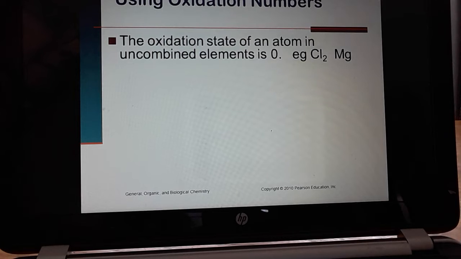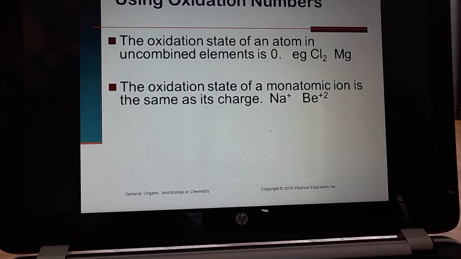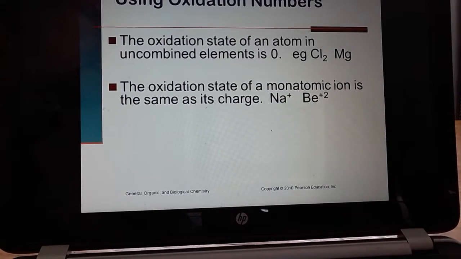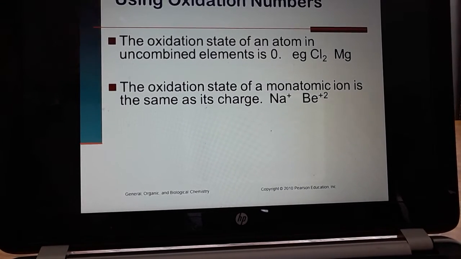So, oxidation numbers. The oxidation state of an atom in uncombined elements is 0. So, an uncharged molecule or an atom on its own will have an oxidation state of 0. The oxidation state of a monoatomic ion is the charge on that ion. So, for example, sodium's in group 1. When it becomes an ion, it has a charge of +1. That means its oxidation state is +1. Beryllium, likewise, is in group 2. When it becomes charged, it loses 2 electrons, so it has a charge of +2. That then is its oxidation number.